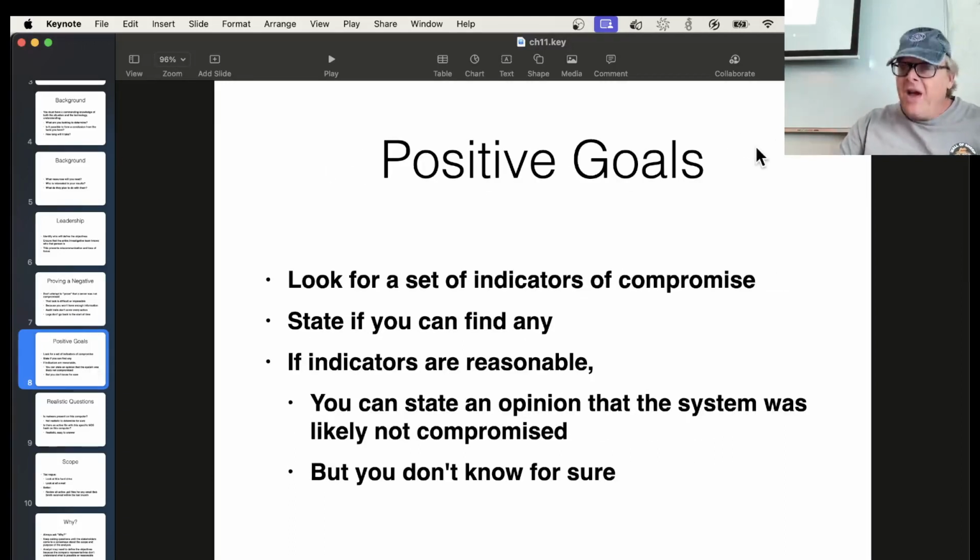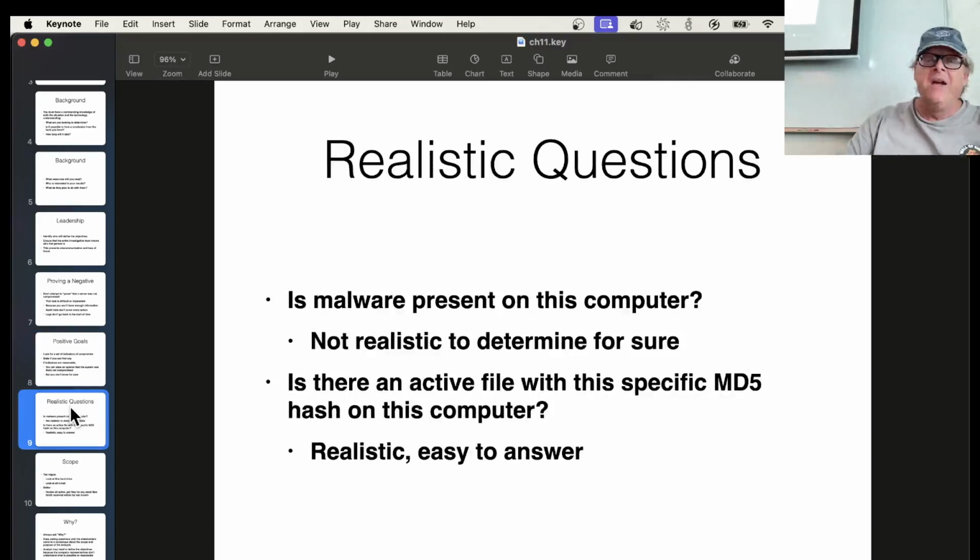So positive goals are things you can do. You can look for certain indicators of compromise and see if they're there. Then you can form a reasonable opinion that it's not compromised. And so realistic questions are: you can't really say if there's any malware on the machine, but you can say if certain malware is on the machine.